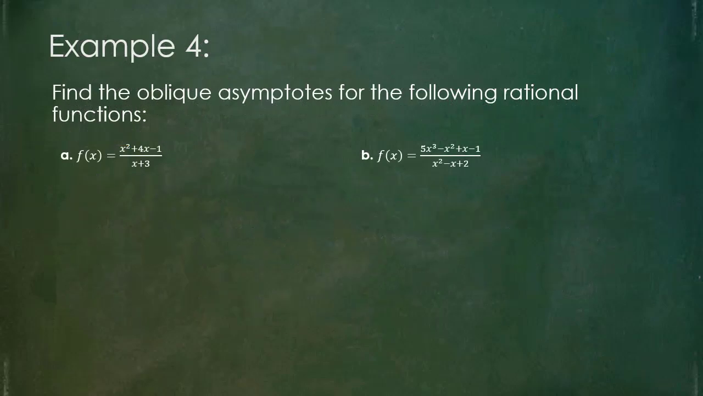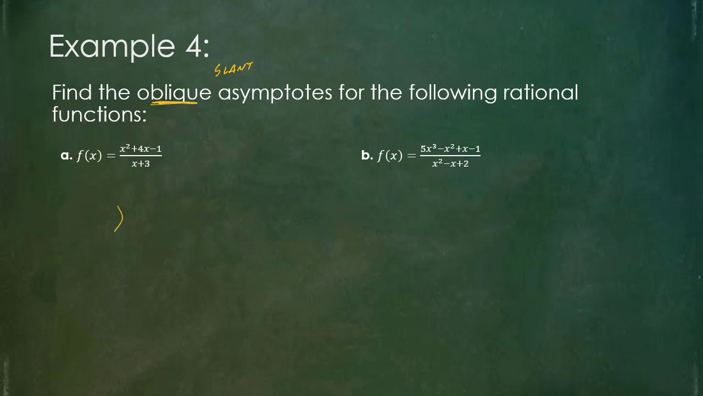So here's just a couple of examples of number 1. If we look at each one, the degree on top is exactly 1 more than the degree on bottom, so notice a degree of 2 over a degree of 1 for part A, or for part B, a degree of 3 over a degree of 2. So again, that's our identifier of yes, there will be an oblique asymptote, or again, you could call that a slant asymptote. Whichever phrase you prefer, go for it.